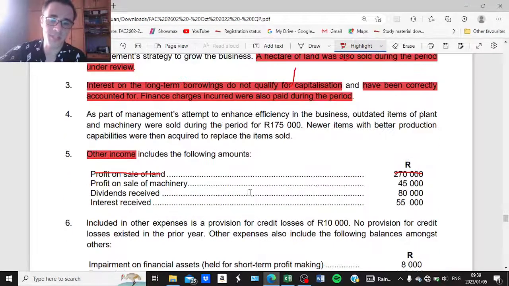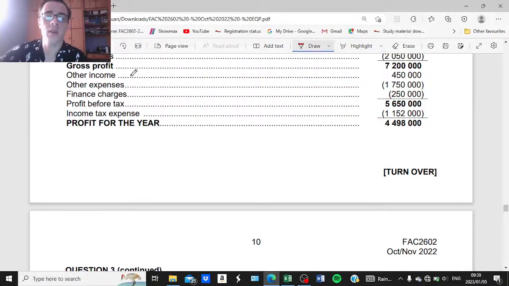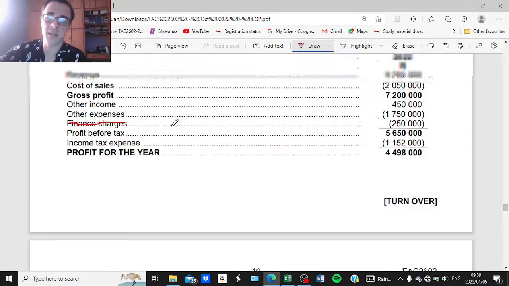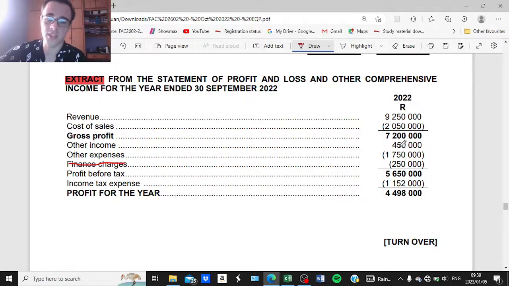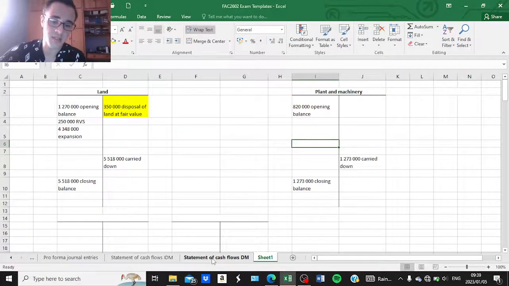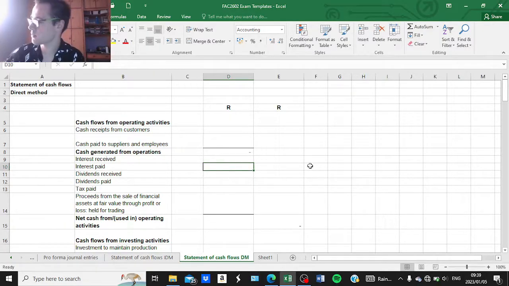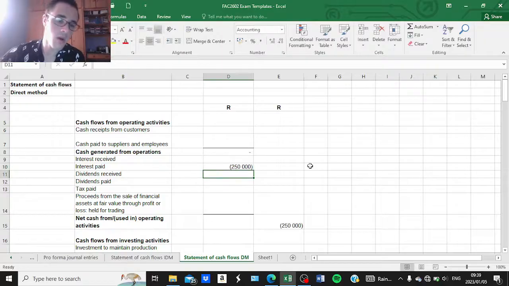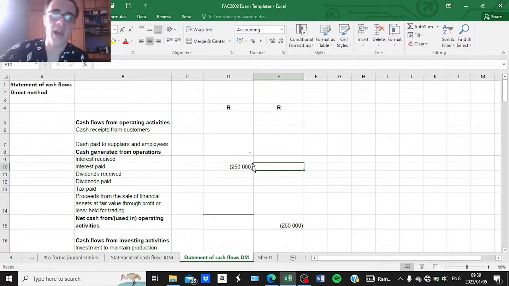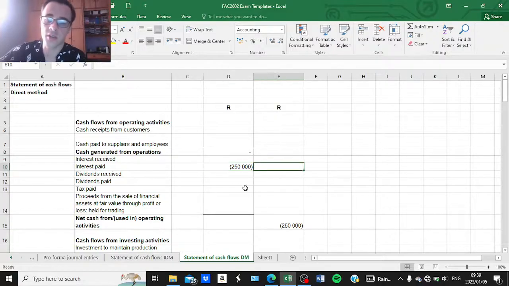So there was no interest payable at the beginning nor at the end of the year. In other words, the finance charges as per the statement of profit or loss and other comprehensive income represents the amount that was paid during the year. So in your operating activity section, we need to show interest paid separately as 250,000. Because the interest was paid, it was an outflow of cash, so we show it as a negative amount.